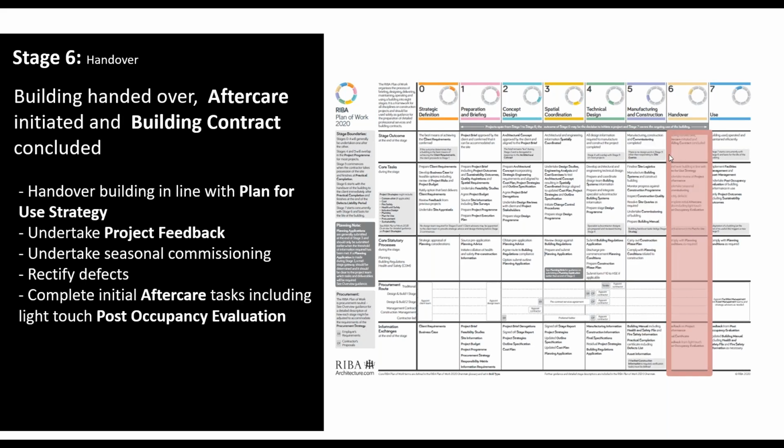And then finally at stage 6, we've handed over the building, and I guess stage 6 is really just concluding the building contract, which is typically a year after the building has been occupied. But the main thing here is that we're doing some seasonal commissioning as part of that process. And the crucial thing from an RIBA perspective is that typically at the end of stage 6, the contractor and design team will disappear unless a latent defect arises.